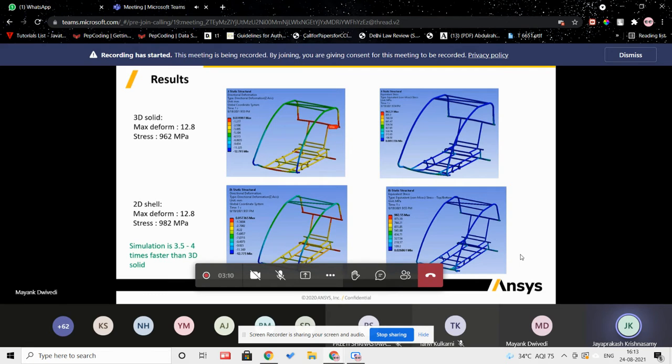So this case will give you some idea of the importance of studying your CAD model, which helps you choose the appropriate elements for modeling the structure without compromising on accuracy. Can you go to the next slide?